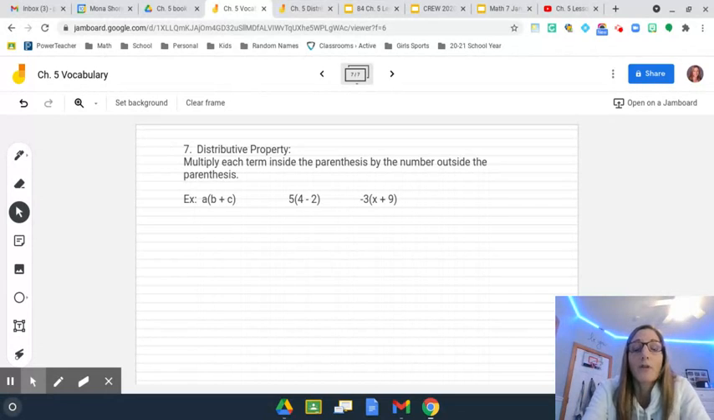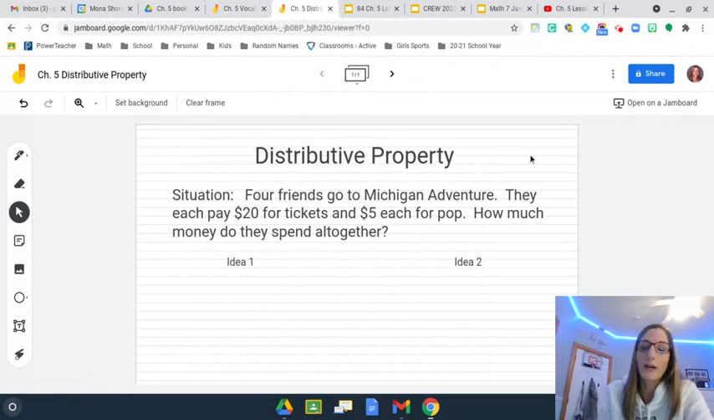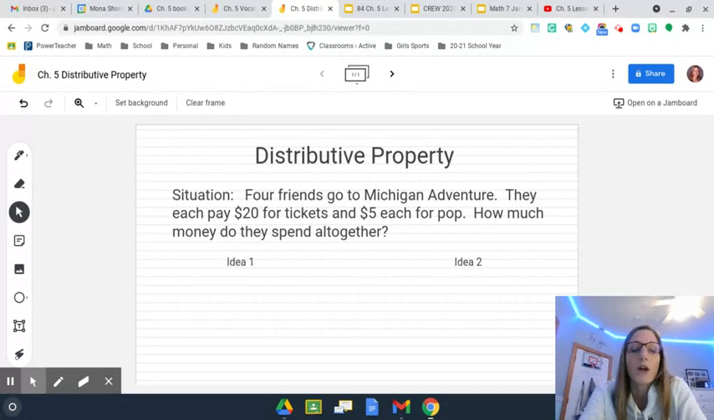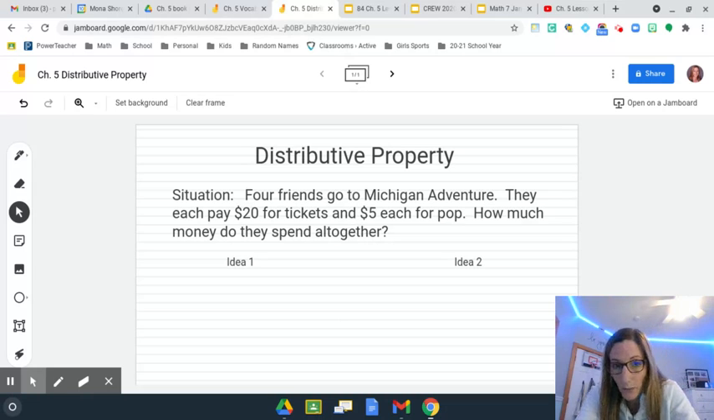Now, there's one other thing that I want to do with you before we actually head to the book. So somewhere else on your lined paper, you can move down a little bit, or if you want a new sheet, let's just talk about this situation. This is going to sum up what you saw in the video before we start practicing other problems. So let's say, for example, 4 friends go to Michigan Adventure, and they each pay $20 for tickets and $5 each for pop. How much money do they spend all together? And so I put idea number 1 and I put idea number 2.